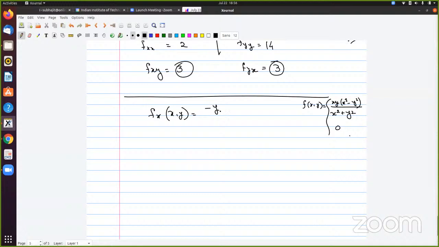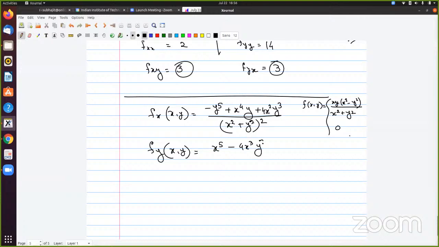Minus y to the power 5, plus x to the power 4 into y, plus 4x square y cube, by x, by square this, plus y square whole x. Now, what was fx? If y of x, y is x to the power 5 minus 4x cube y square minus xy to the power 4 upon x square y square.